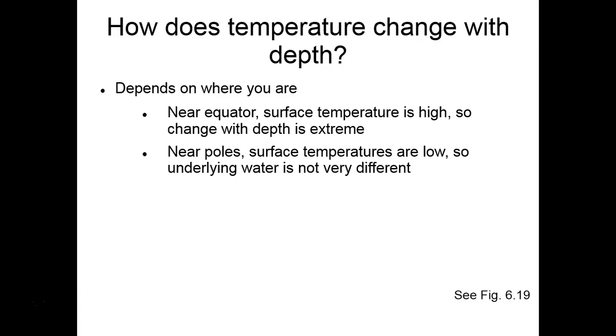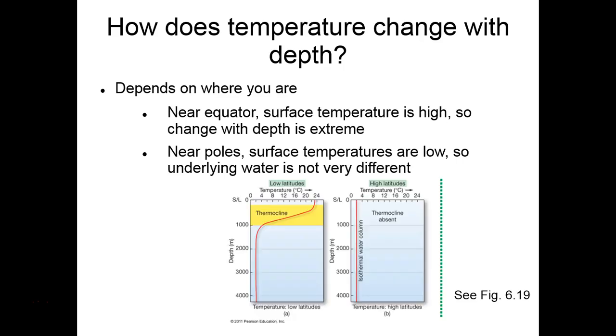Now, what about temperature? How does that change with depth? Well, it depends on where you are, because if you are near the equator, the temperature at the surface is pretty high, right? You have warm water at the surface, but as you go down in depth, you have very cold water. So the difference between surface water and deep water is very extreme. Whereas near the poles, the surface temperatures are very cold, and the bottom temperature is also very cold. So you don't really see much of a difference between the surface water and the deep water as far as temperature goes near the poles, or places where you have deep water forming. And that's what's shown in this graph here.